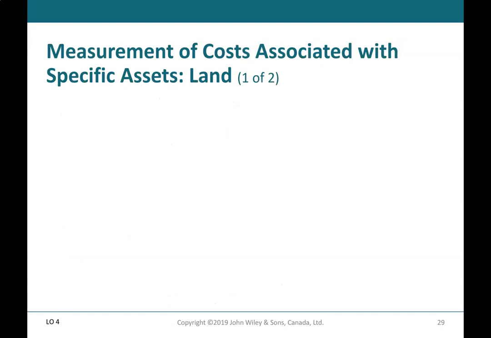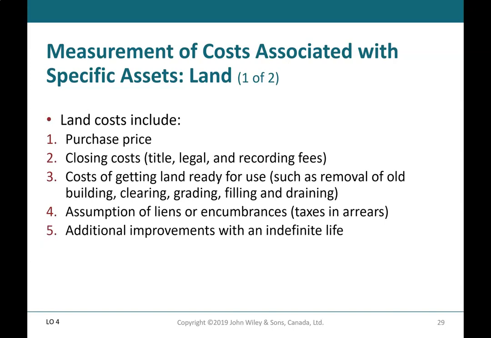Measurement of costs associated with specific assets. Land, 1 of 2. Land costs include: 1. Purchase price. 2. Closing costs, title, legal, and recording fees. 3. Costs of getting land ready for use, such as removal of old building, clearing, grading, filling, and draining. 4. Assumption of liens or encumbrances, taxes and arrears. 5. Additional improvements with an indefinite life.